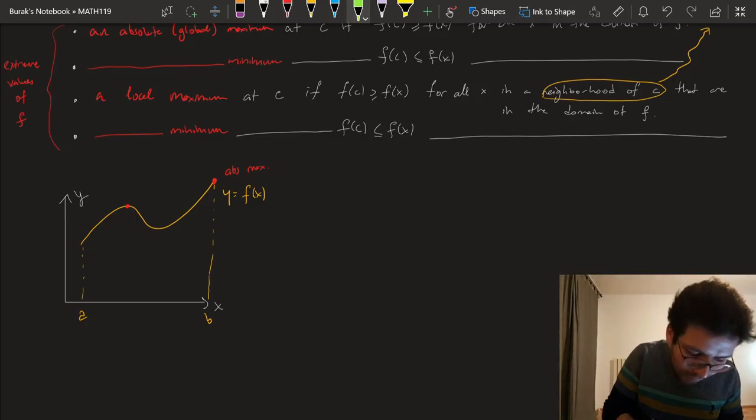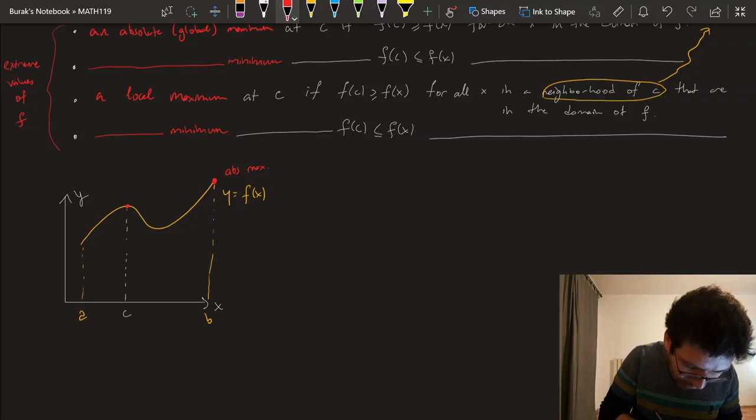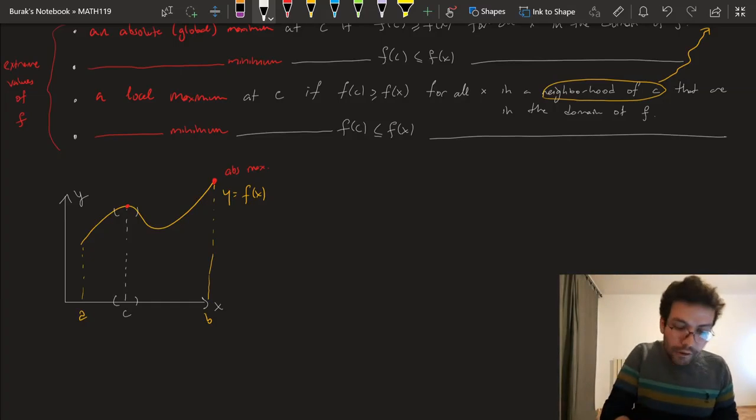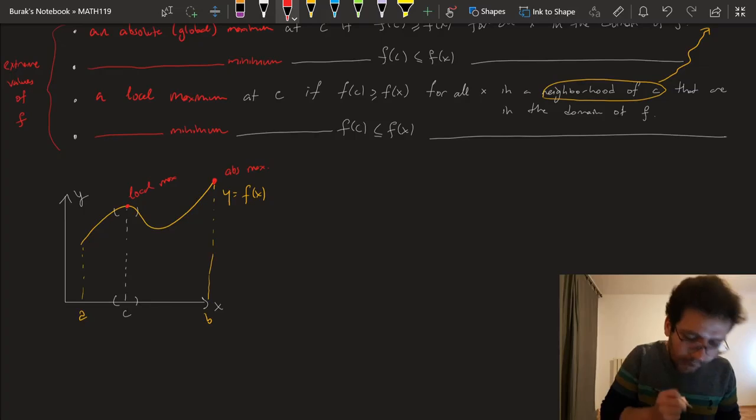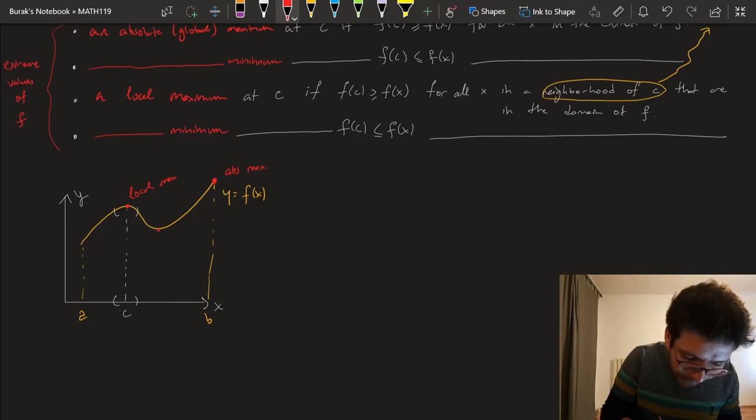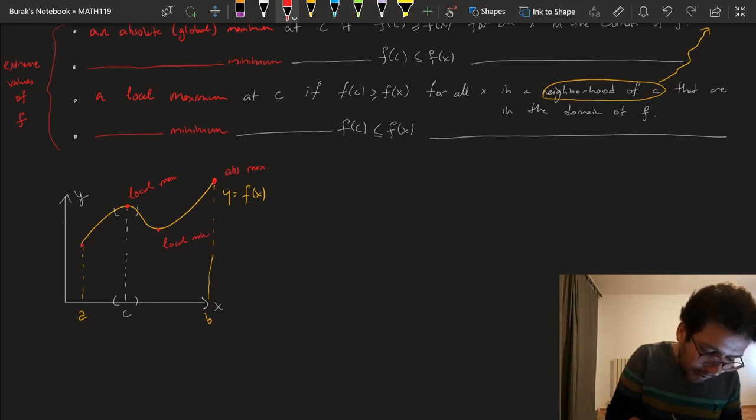However, if you restrict yourself to a neighborhood of this point, if you restrict yourself to this little neighborhood, then in this little neighborhood, this is the largest value of the function. So this is a local maximum. Okay? And similarly, this point, like at this point, whatever it is, I have a local minimum, and the absolute minimum is over here.